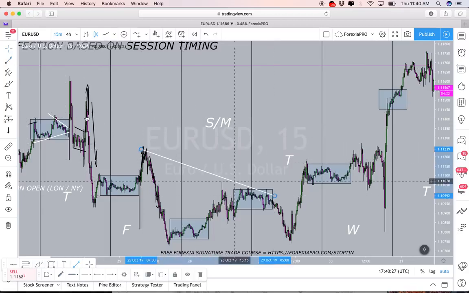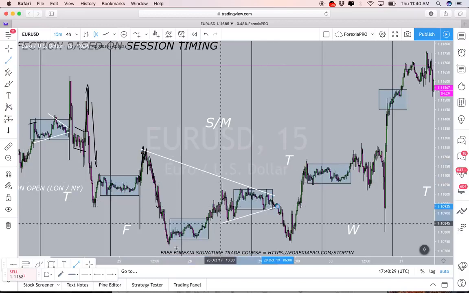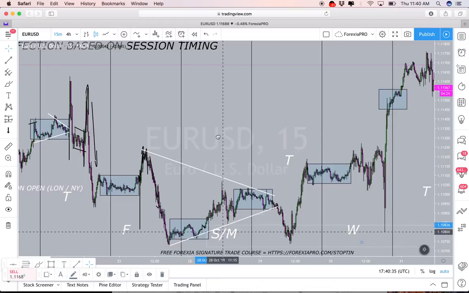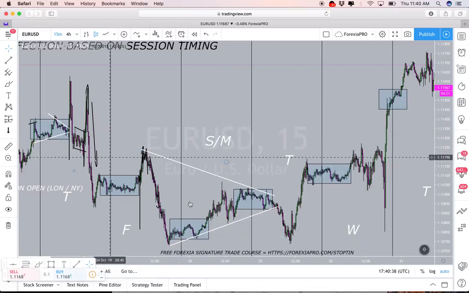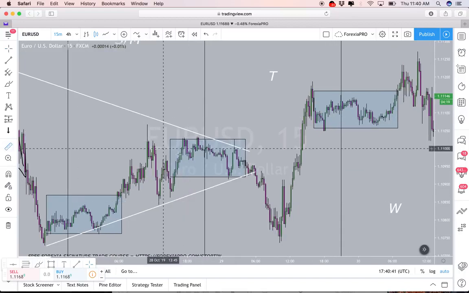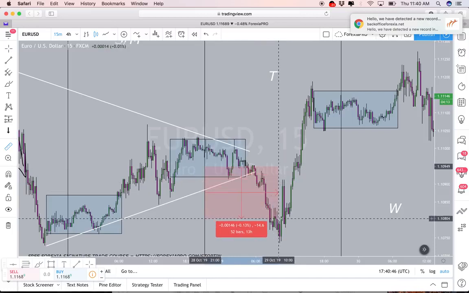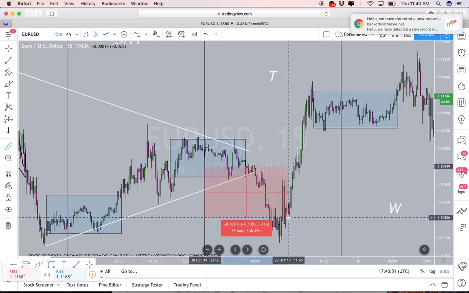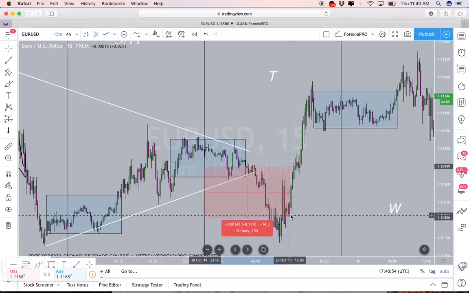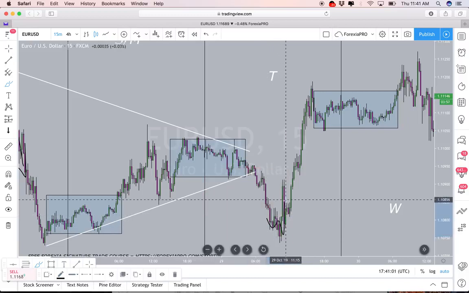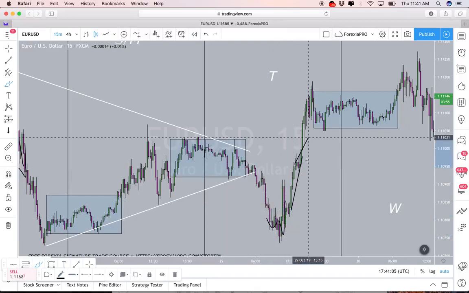Check this beauty out. Signature trade, Tuesday session reversal off of Sunday, Monday's lows. And this happened exactly: Asian session, consolidation, and right here is New York session open. W formation off the low and reverse.